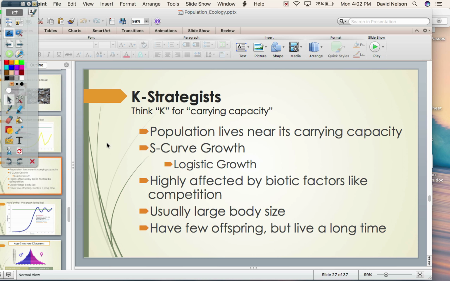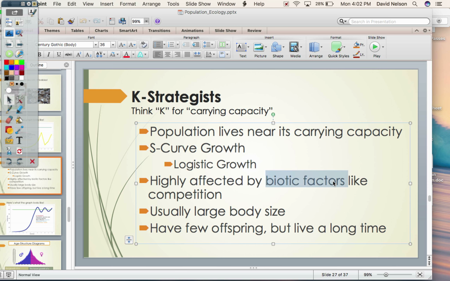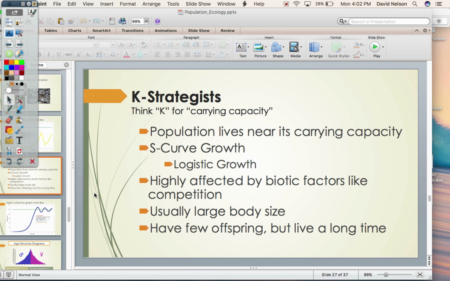On the flip side of R strategists, we have K strategists, and these are the ones that usually live right around the carrying capacity of their environment. They generate what we call an S-curve growth, and we'll look at that in a moment. And while R strategists are highly affected by abiotic factors, K strategists are highly affected by biotic factors, things like competition, things like available resources, things like that.